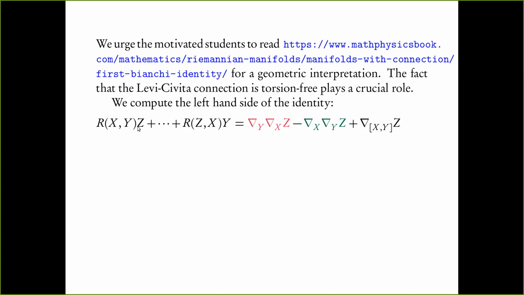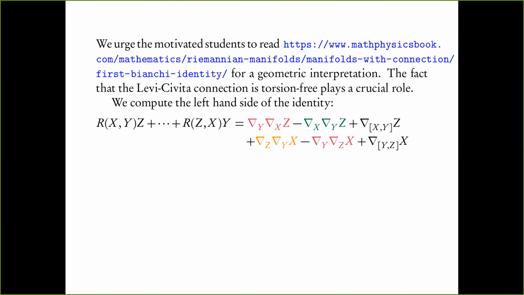So what about the first term? R of xy acting on z is nothing but nabla y nabla x z minus nabla x nabla y z plus nabla bracket xy acting on z. Correct? What will be the next term? Well, it will be the same thing. You just cyclically permute x, y, and z. Same with the last term. So this is the next term.